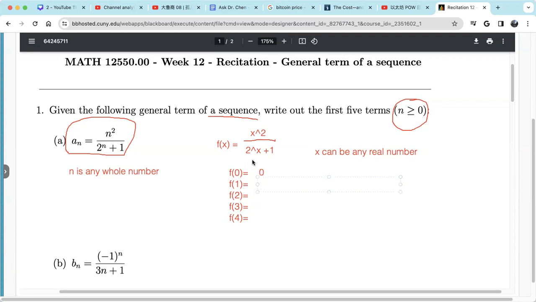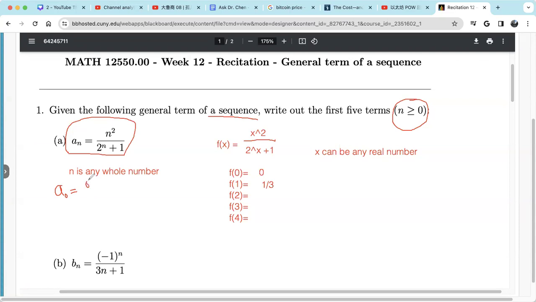For the second one, x equals 1. So the numerator has 1 squared, which is 1. The denominator has 2 raised to 1 plus 1, which is 3. So we get 1/3. So we do the same for this sequence. So sequence, but we write it in different ways. So let me use a pencil. So we would write it as a sub 0. Usually we don't say function notation, we call it a sub 0 in mathematics.